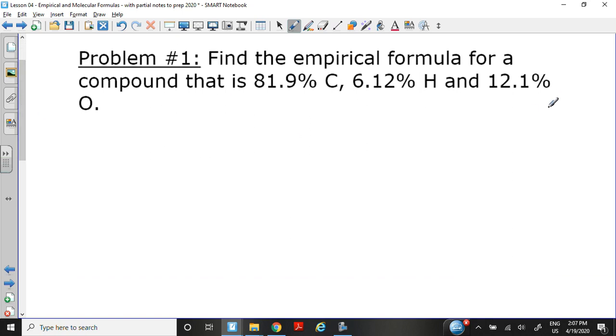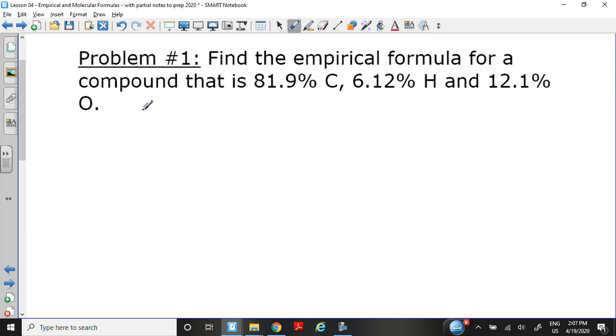So here's problem 1. Problem 1 says find the empirical formula for a compound that's 81.9% carbon, 6.12% hydrogen, and 12.1% oxygen. In these questions, a lot of the data that you will get will often be approximated by experiments, so sometimes the total percentage will be pretty close to 100, but not exactly there. There are no masses at all given in this question.